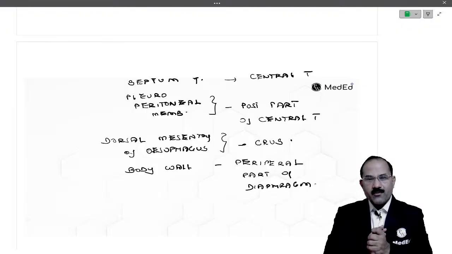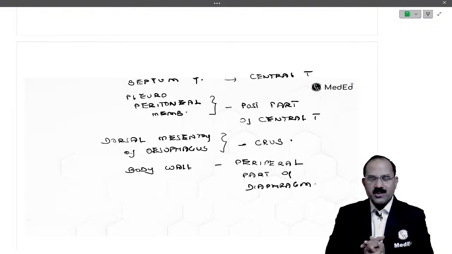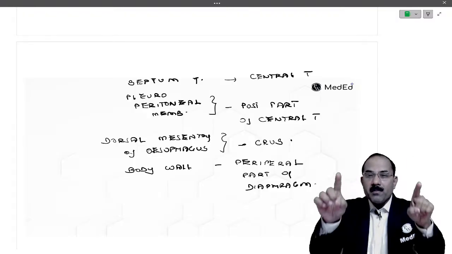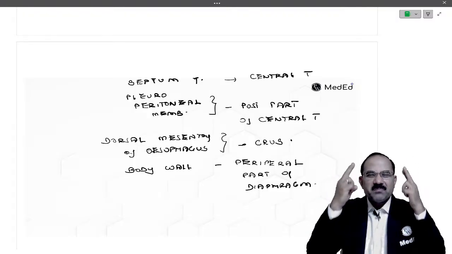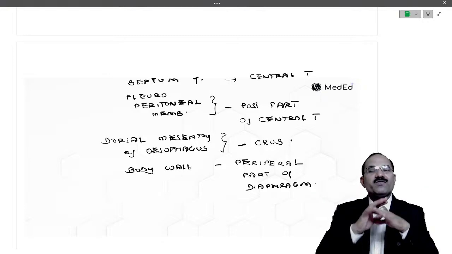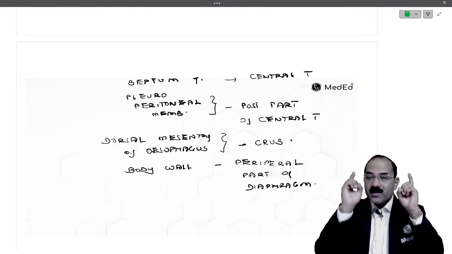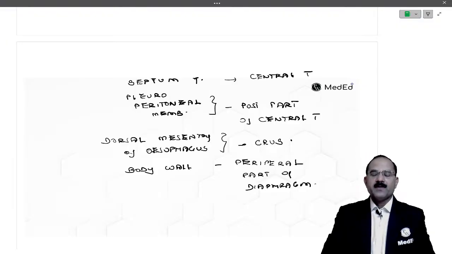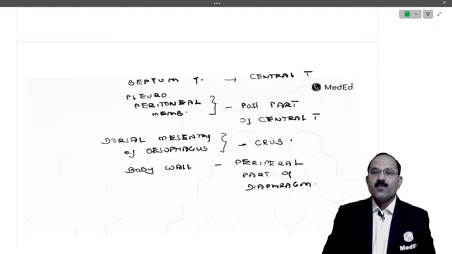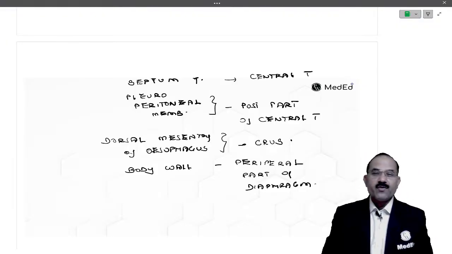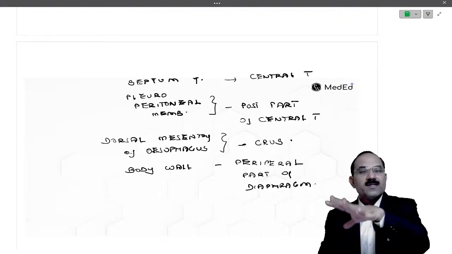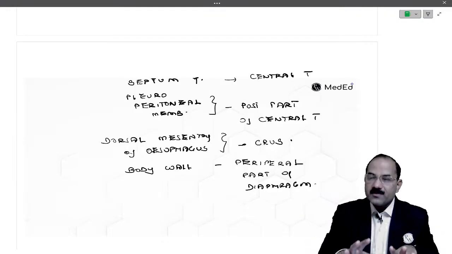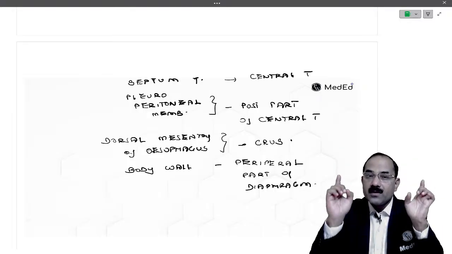The muscles of the diaphragm are derived from, anyone? The muscles of the diaphragm, another very important MCQ. The muscles of the diaphragm are derived from the neck, the cervical myotomes. The cervical myotomes migrate down and form the muscles of the diaphragm, and that's how the nerve supply of the diaphragm is the phrenic nerve. The phrenic nerve supplies the motor supply to the diaphragm. The phrenic nerve is also sensory to the central tendon of the diaphragm. The peripheral part of the diaphragm has sensory nerve supply from the intercostal nerves.